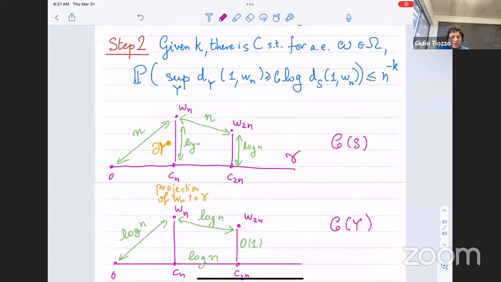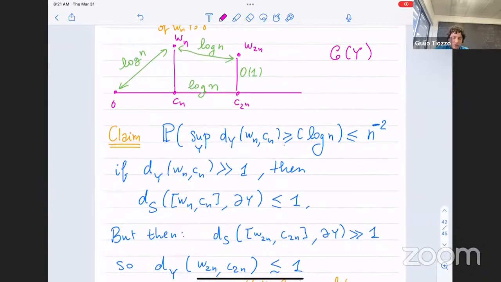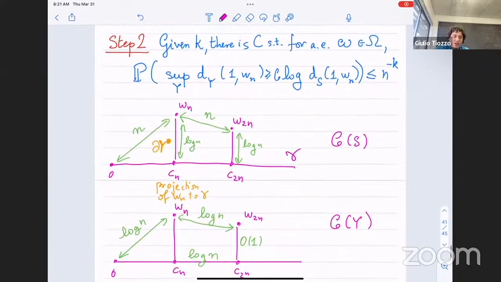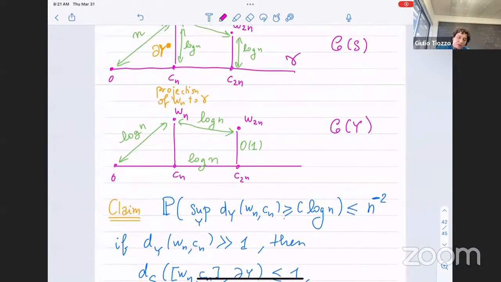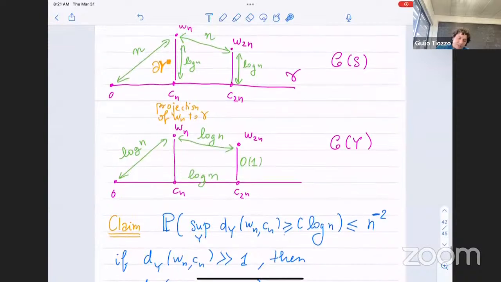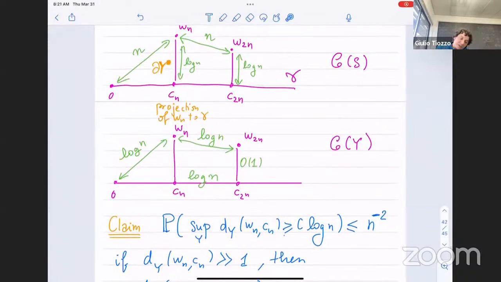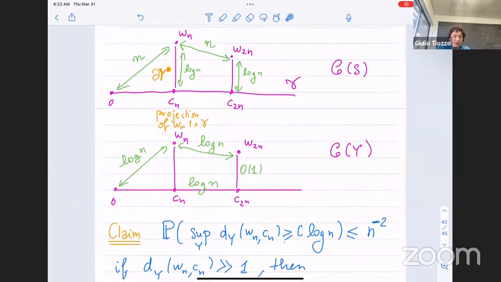So once you have this, then you can play this game that I outlined here. So we want to show, yeah, this is the longer term goal, but let's look at the shorter term goal. The shorter term goal is to show that the probability that the distance between this end step and its projection is also at most logarithmic. And the trick here again is using the bounded geodesic image theorem.